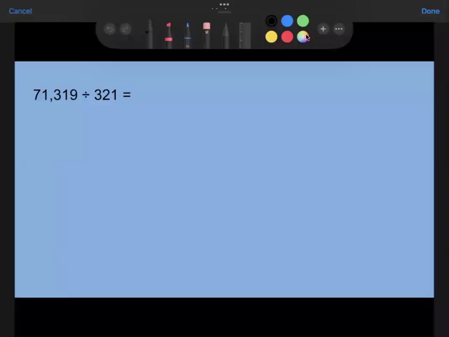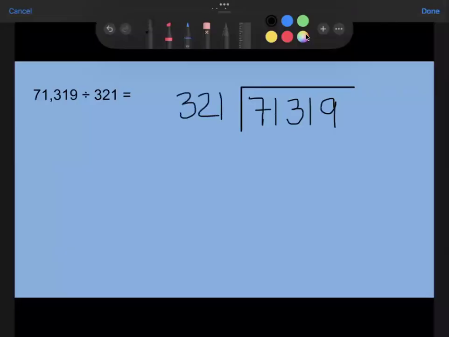Okay, here is my last one for today's video. 71,319 divided by 321. So we know 321 does not fit into 7 or 71, but it will fit into 713. I'm going to guess about twice because I know two 300s would get me 600 or something like that. So that's where I'm going to start. I'm going to start with twice.